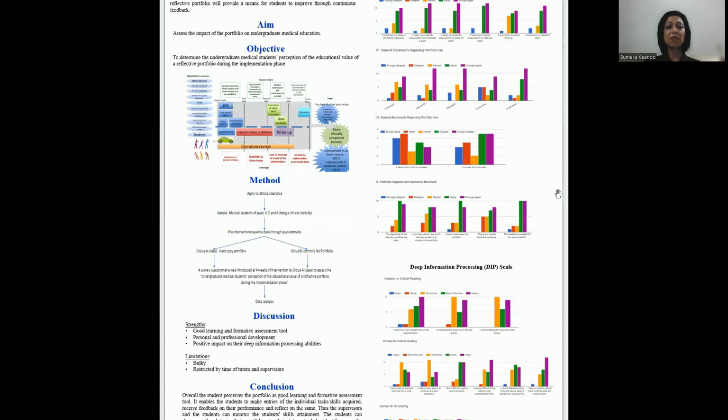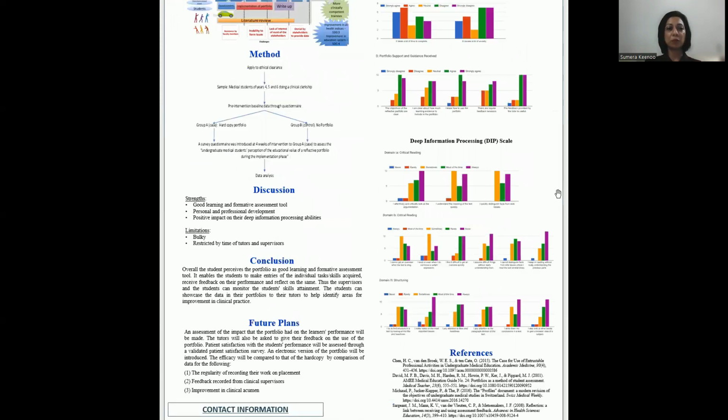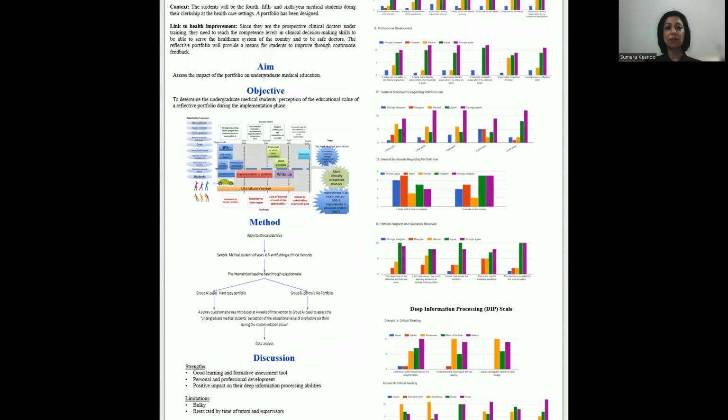phase. The methods we employed were, we designed a portfolio, we applied for ethical clearance, and then we introduced the portfolio to the medical students of years 4, 5, and 6 during their clinical clerkship. They were divided into two groups, group A and group B, group A being the case and group B being the control. This survey was then introduced to the group A students.